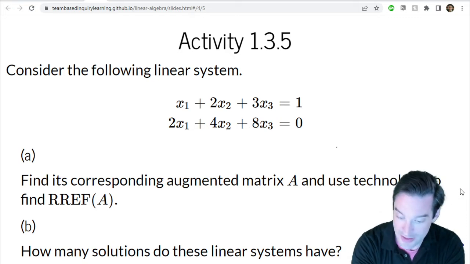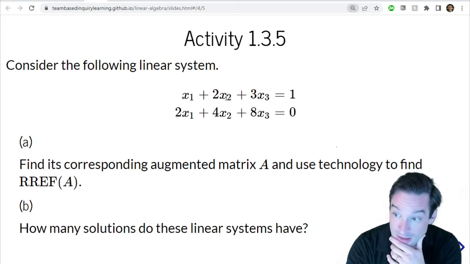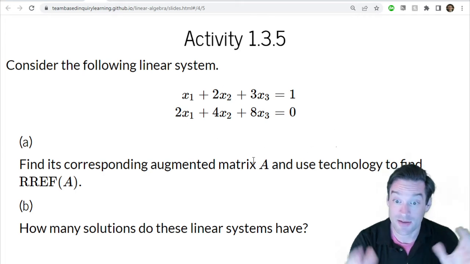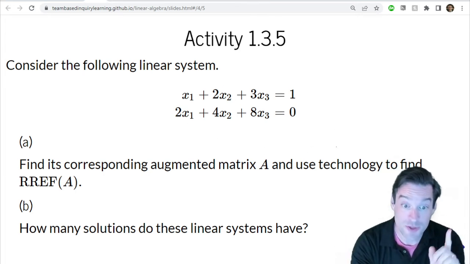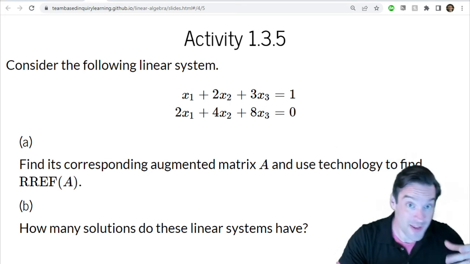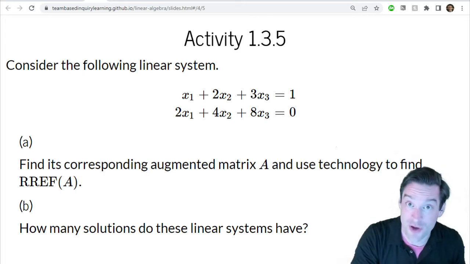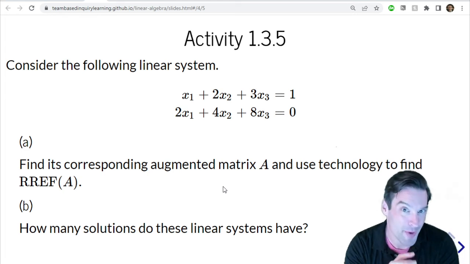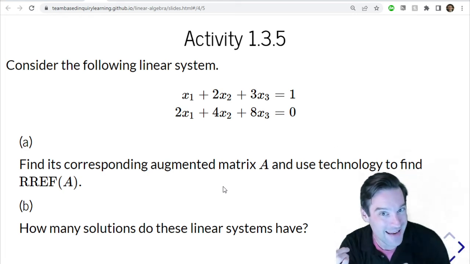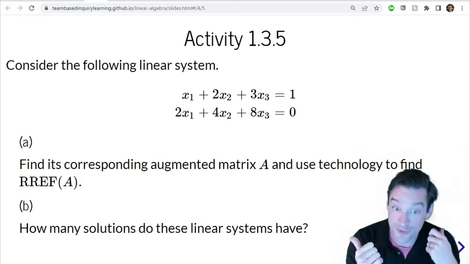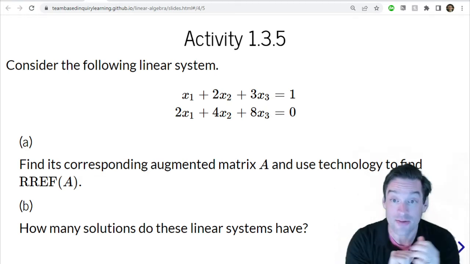So there are two activities in a row that kind of address this question. And the way we're going to do that is first by converting this into an augmented matrix, and then finding a reduced row echelon form for that augmented matrix. Again, using technology. If you're feeling particularly spry, you can also try it by hand, but it's up to you. And then see if you can, by looking at the reduced row echelon form and probably changing it back into equations form, see if you can figure out what it tells you about how many solutions this linear system has.